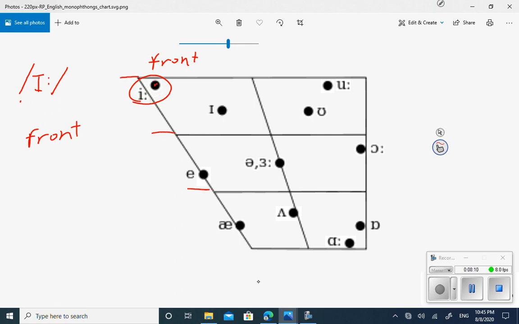To which degree is it raised? The tongue is raised to the close position, not half close. So front, close. Is it a short or a long vowel? Whenever you see the colon, it means that it is a long vowel. So front, close, long. How about the lips? The lips are unrounded, so front, close, long, unrounded.